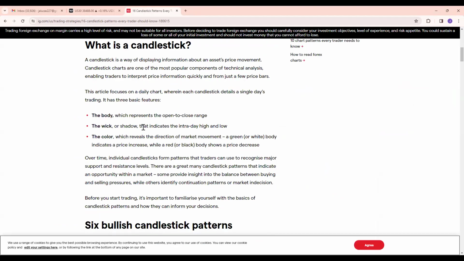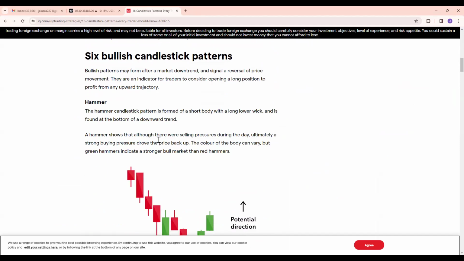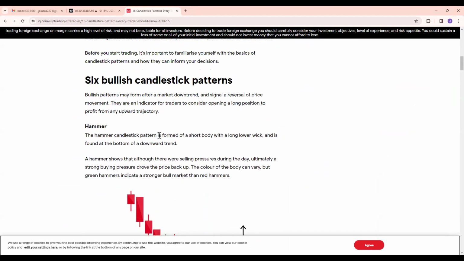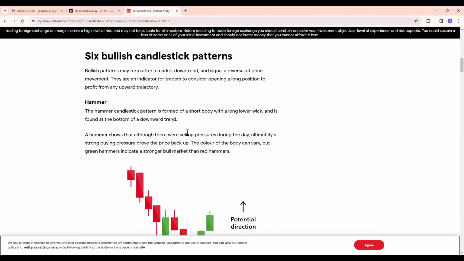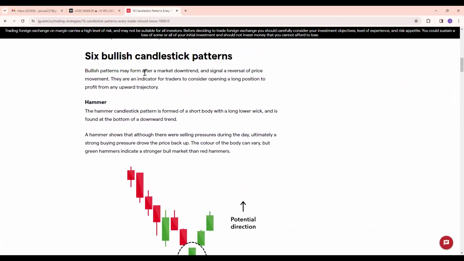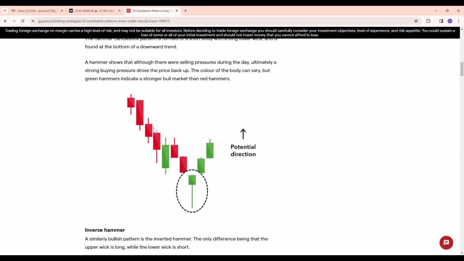There's a lot of good articles online that talk about exactly what I'm going to talk about today, which is the body, the wick, and the color that determine what kind of candle you're looking at. I'm actually going to use this article now, though. So let's get into some common bullish candlestick patterns. When they say bullish, this means that price was in an uptrend at that time. So if a daily candle is bullish, that means it closed bullish and price went up during that day. If it was bearish, price went down during that day. That's what that means.